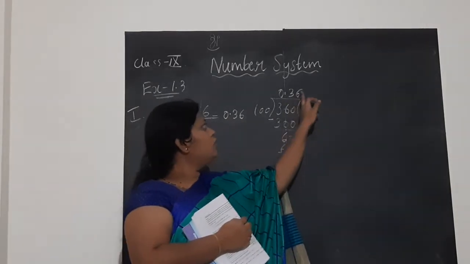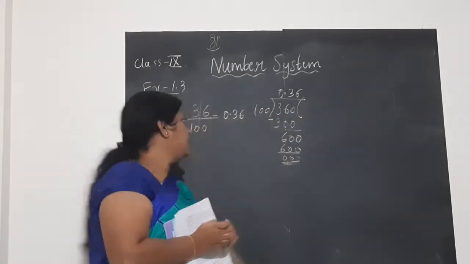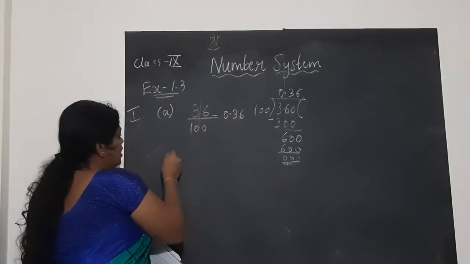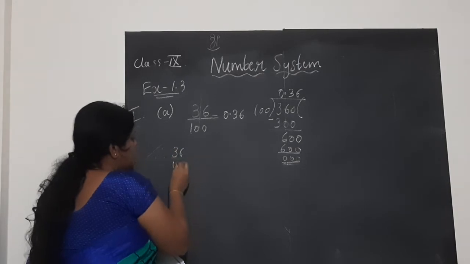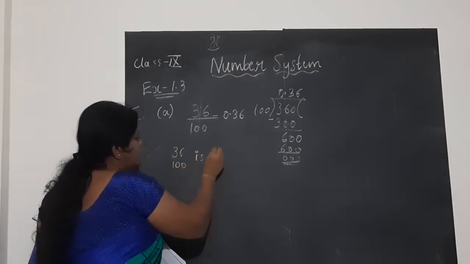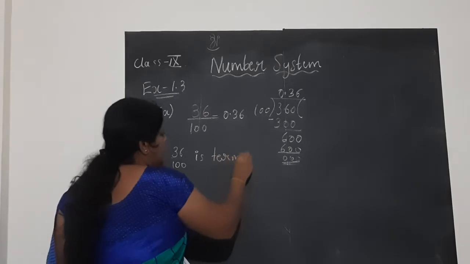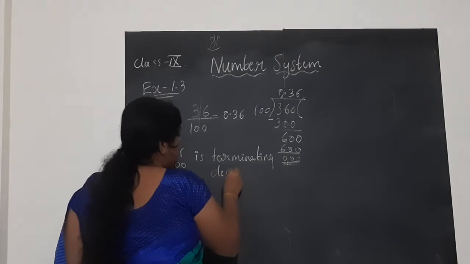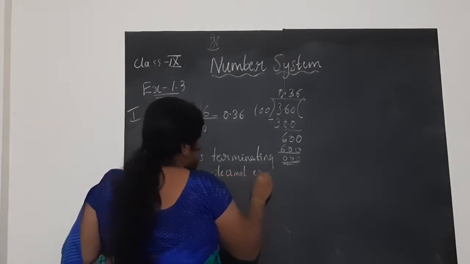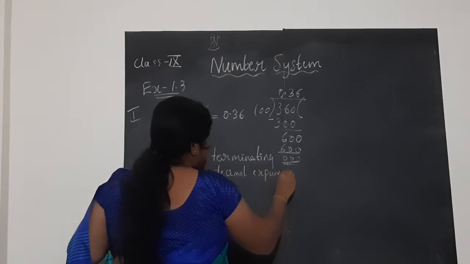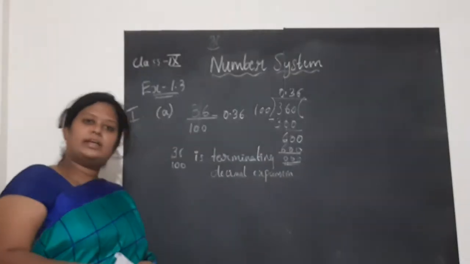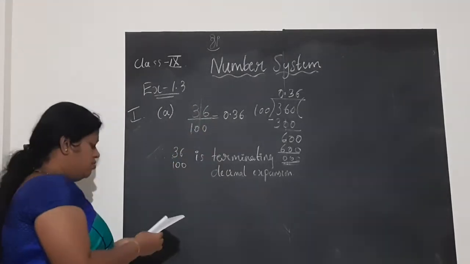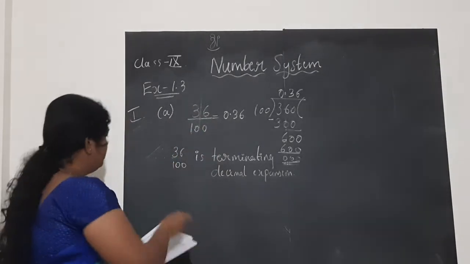We got remainder 0, which means this value does not continue further. After every problem like this, children, write the question back: 36 by 100 is a terminating decimal expansion. You will write it as a terminating decimal expansion. Like this, for each problem you need to show the steps, children. Now I think the second one you can do, the third one I will do.